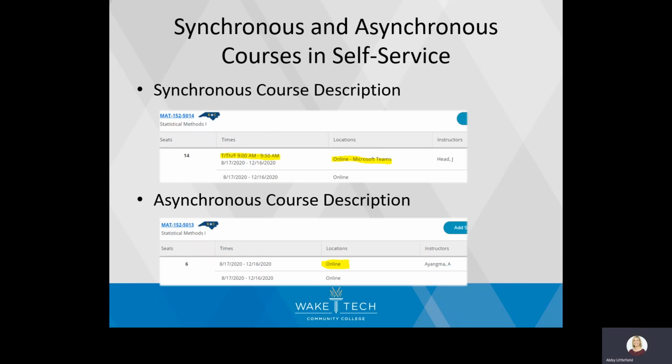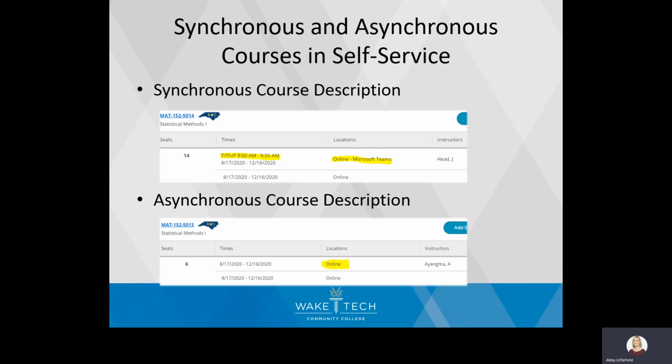On the other hand, asynchronous classes, you'll notice as the second option here, it does not have any specific days of the week, nor does it have any specific times. And for the location, it says online. So asynchronous means you don't have to meet at any particular times of the week or times of the day, but you do have to have your assignments in by whatever deadline the instructor determines.